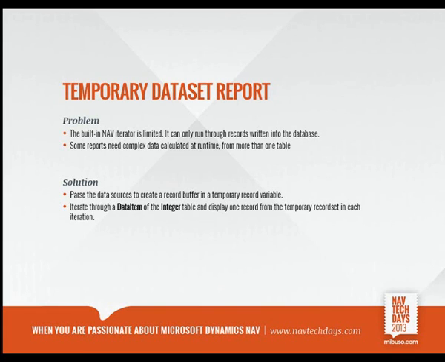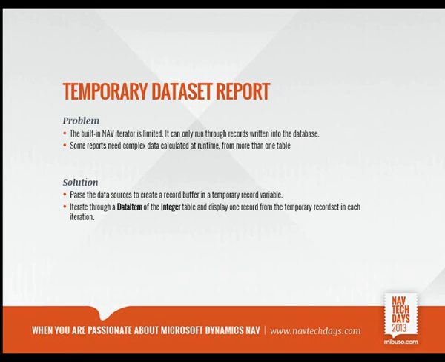So what to do in this case for our report is to first create our buffer and then use a data item of type integer. You will not find this table in the object designer because it's a system table, but for all practical purposes, you can imagine that the integer table just contains one field of type integer, which on each line is incremented by 1. So it just contains 1, 2, 3 until the max integer value.